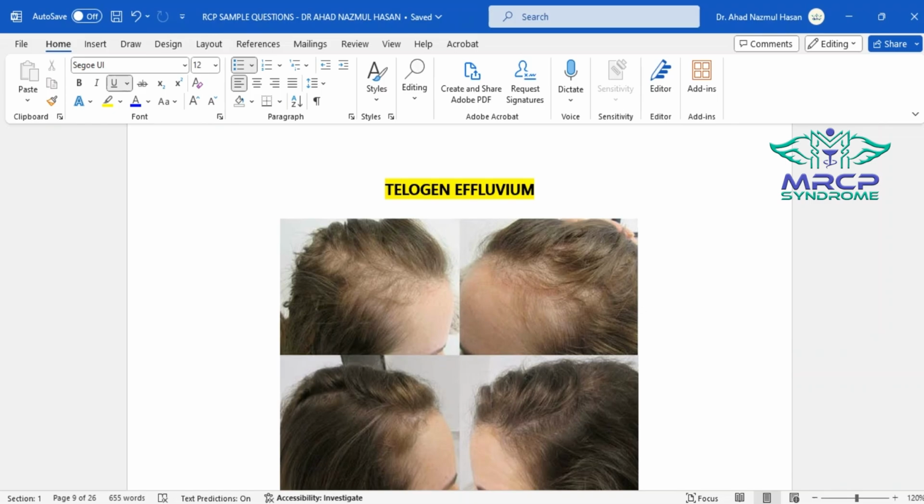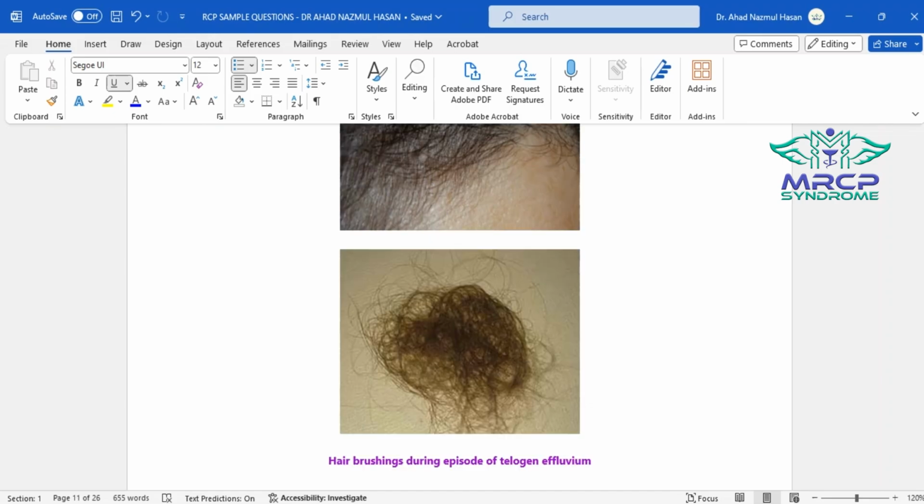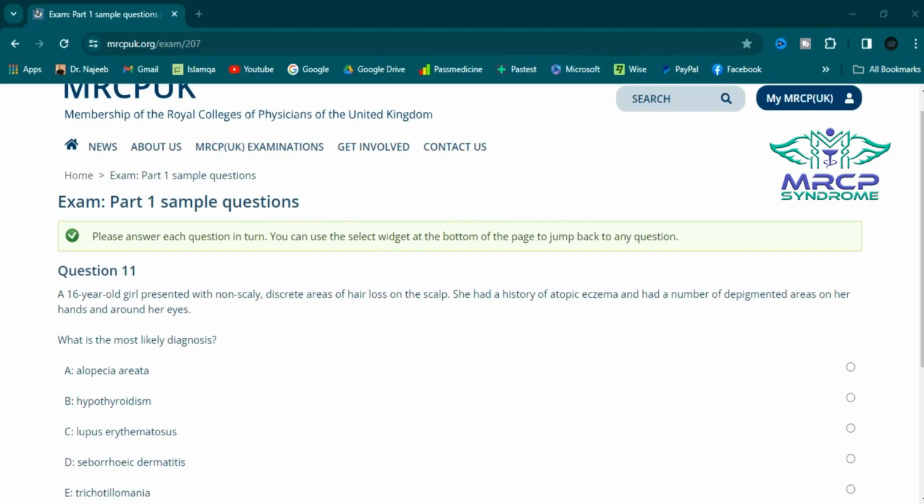This is the pictorial of a patient with telogen effluvium. This patient has presented with diffuse hair thinning leading to bitemporal recession. This is another pictorial with telogen effluvium. You can see the diffuse hair thinning. Hair brushings during an episode of telogen effluvium. You can see the excessive hair fall. A patient with hypothyroidism will also present with clinical features of weight gain, constipation, cold intolerance, and hypertension. The absence of this clinical presentation also makes hypothyroidism unlikely.